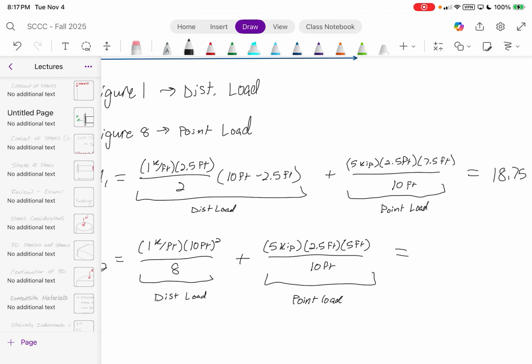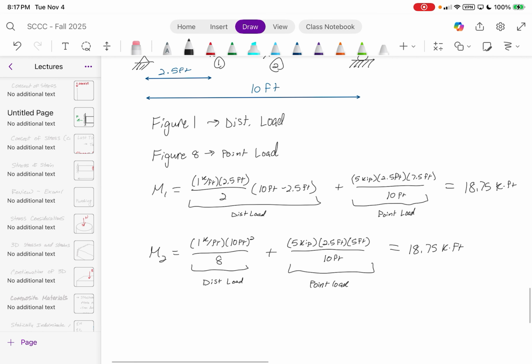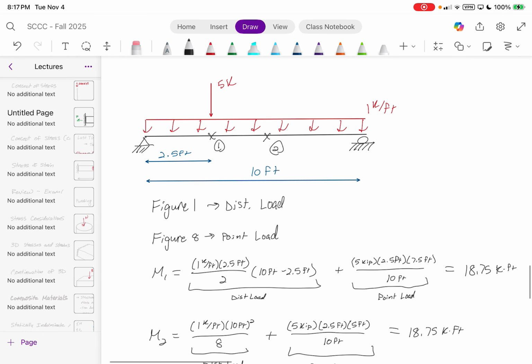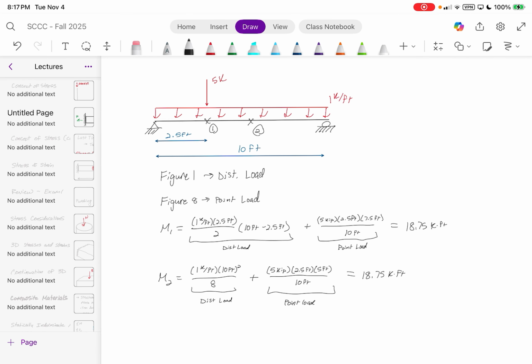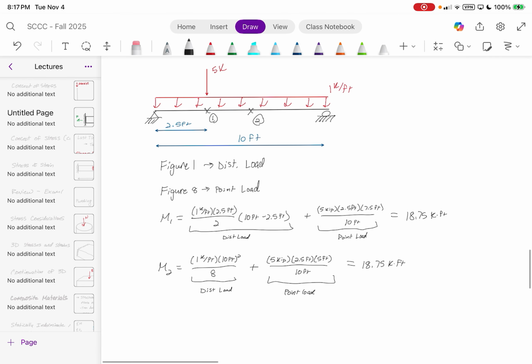And what this gives you is 1 times 10 squared divided by 8 plus 5 times 2.5 times 5 divided by 10. This gives us, again, 18.75 kip-feet. So I would ask you, what value do you use for the design? But ironically, they're the same value. Yeah, that to me looks like the max bending would occur somewhere between 0.1 and 0.2.